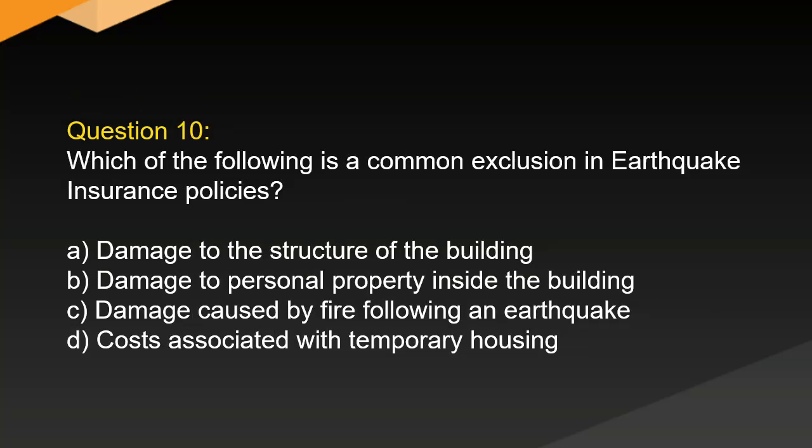Question 10. Which of the following is a common exclusion in earthquake insurance policies? A. Damage to the structure of the building. B. Damage to personal property inside the building. C. Damage caused by fire following an earthquake. D. Costs associated with temporary housing.